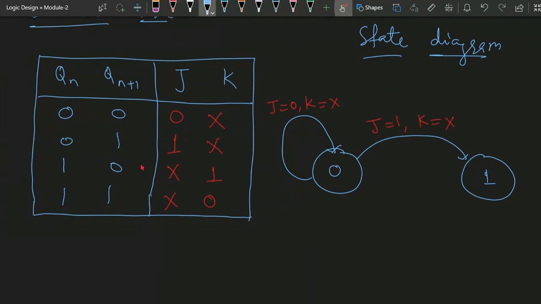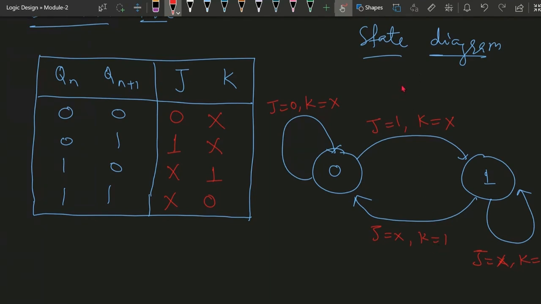Similarly, from 1 to 0 it is changing, at that time the input condition will be don't care and 1. So J should be don't care and K should be 1. And for 1 and 1, means from state 1 it changes, again after changing it is again remaining 1 only. In that case the J should be don't care and K should be 0.